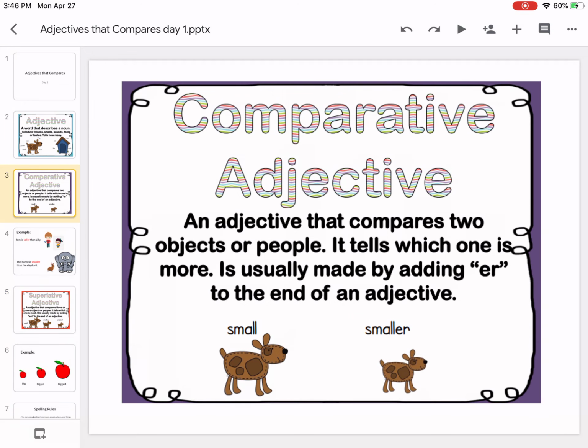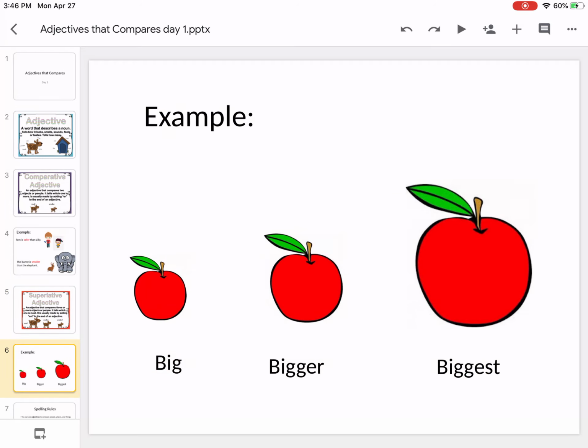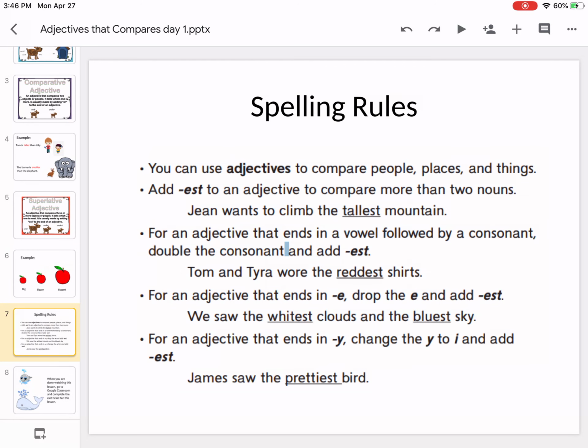Up here, for the comparative adjective, you're only comparing two things, whereas down here, for the superlative adjective, you're comparing three things. So let's take a look. Big, bigger, biggest. And here are some spelling rules for these adjectives.